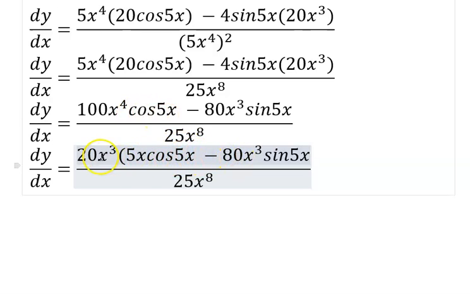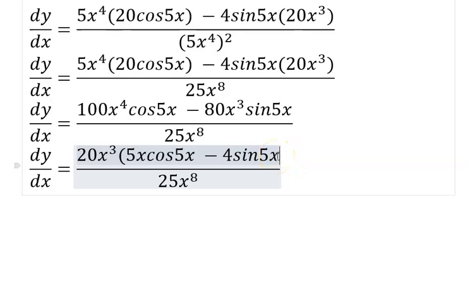Now we have taken out 20 here. The implication will be left with what? We have taken out 20x cubed. That means we'll be left with just 4 here. This x cubed has gone out. We'll be left with 4. So we'll be left with 4 sine 5x.